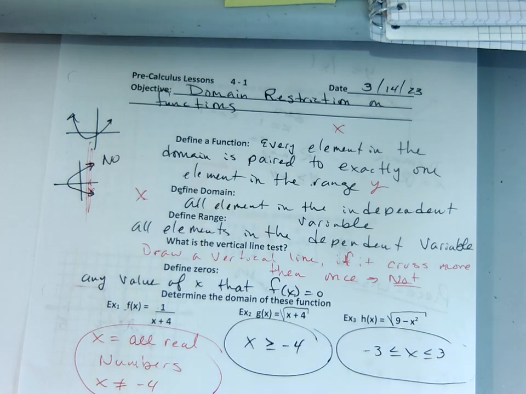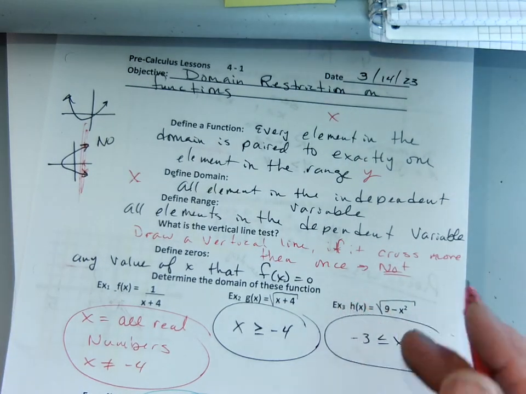And then we talk about zeros. Zeros are any x value that makes the function equal to 0. Okay. All right. So it's also x-intercepts.